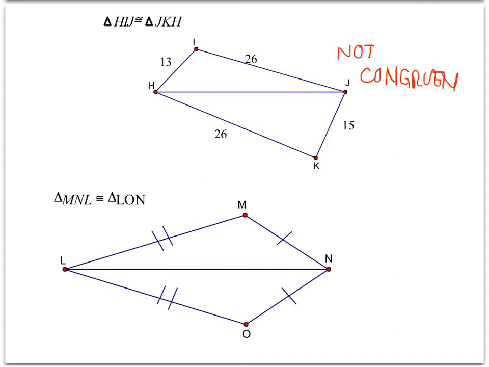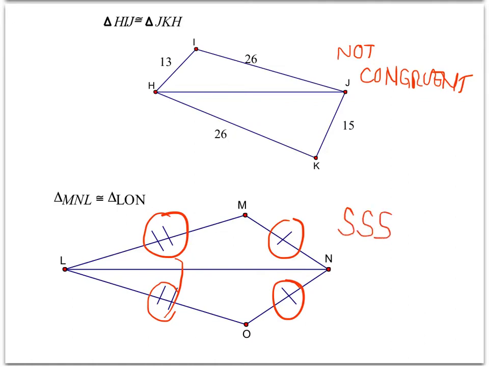Now the second figure, we have 2 congruent sides here, marked by the tick marks, 2 congruent sides here, and then the shared side in between the 2 triangles is also congruent because it's shared by both of them. So we can say that by side, side, side, these 2 triangles are congruent.